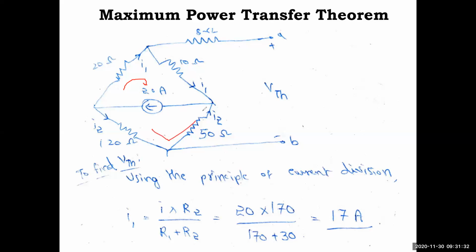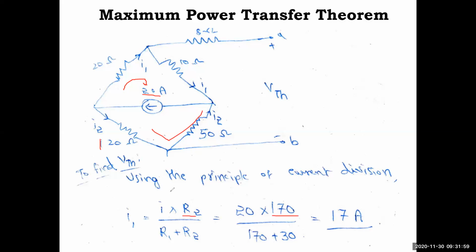That is this branch resistance we are considering, R2 divided by R1 plus R2. So just substitute here: 20 is the total current, then R2 is the opposite branch. Since it is an open terminal, these come in series now. So 20 plus 50 is 70, so maybe it is 170. Okay, so it is 120. That's why 120 plus 50 is 170.